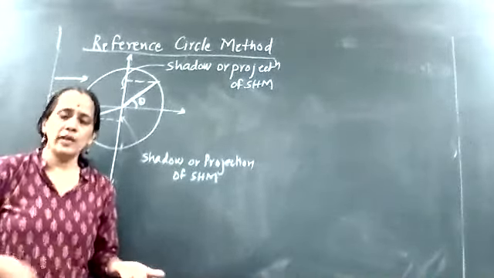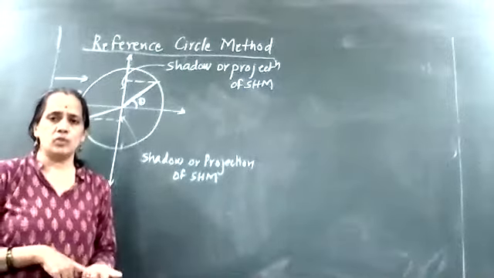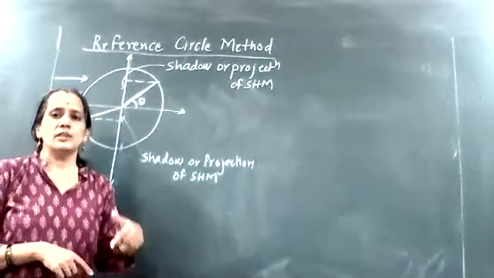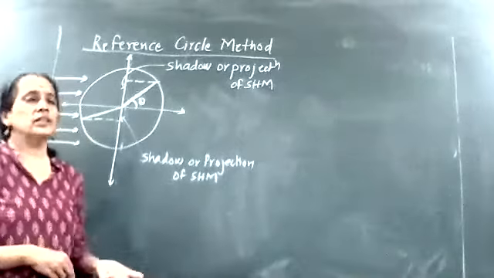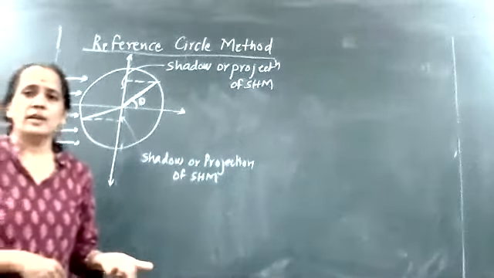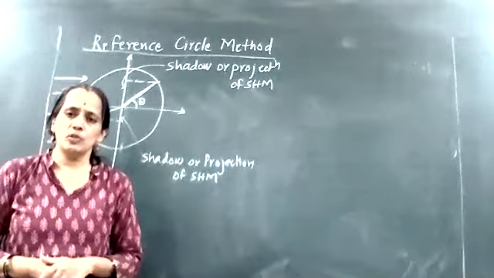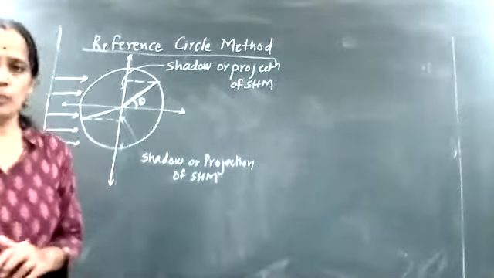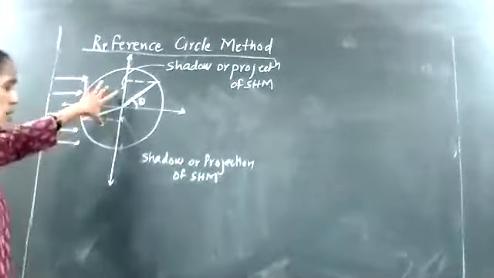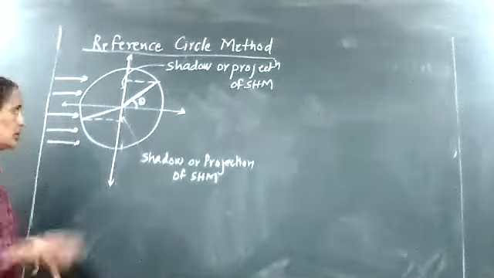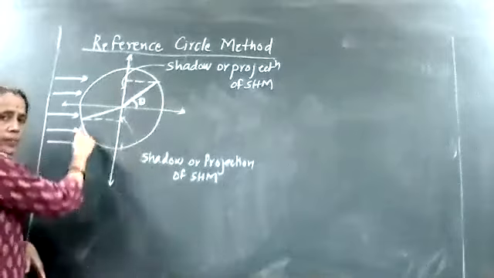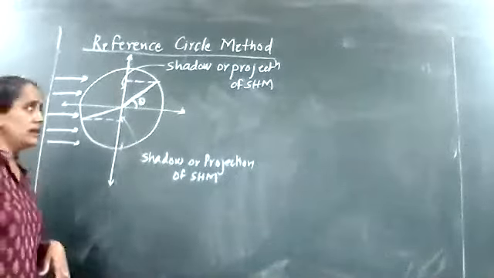Or whenever a body is performing a uniform circular motion, then the projection of it is nothing but SHM. So that we want to prove. For that case, we can consider it simply like this. So this is a circle. This is called a reference circle.